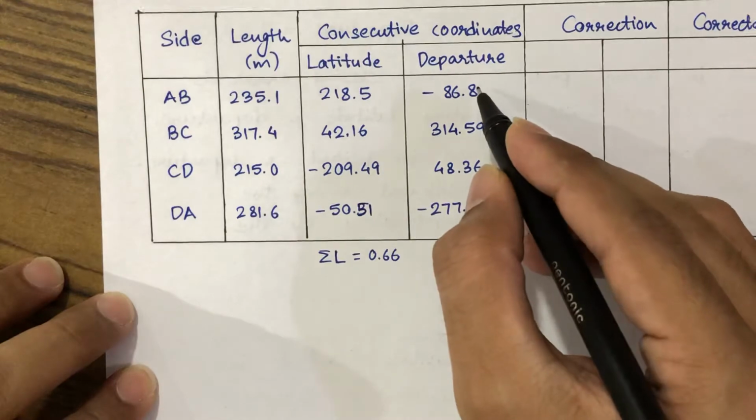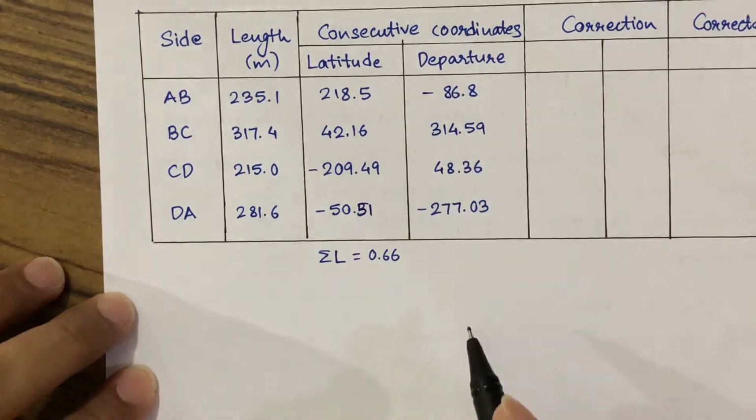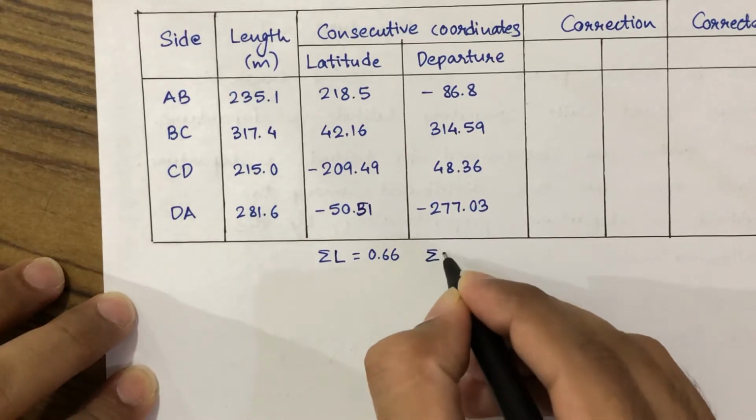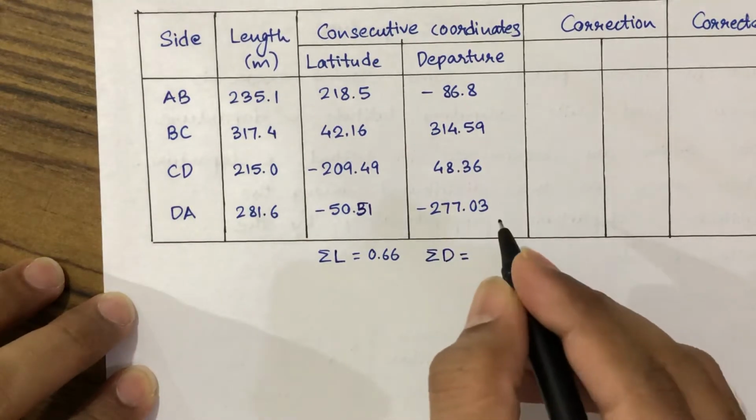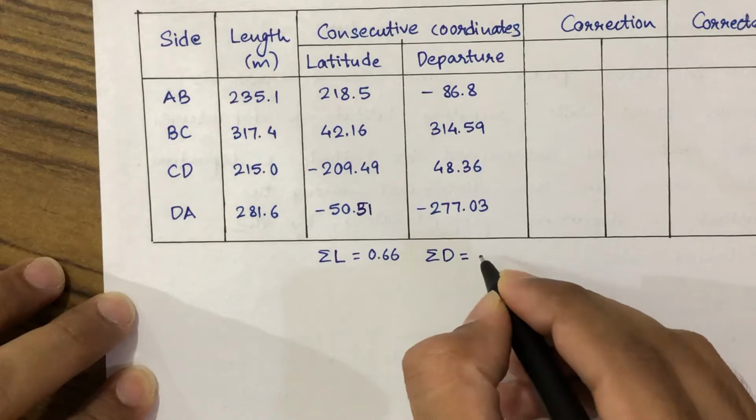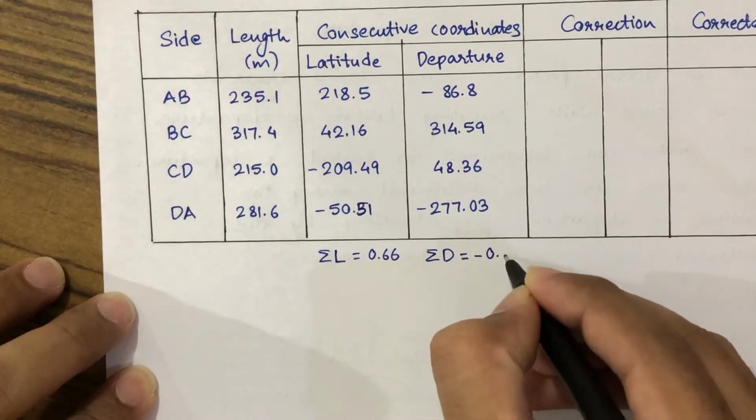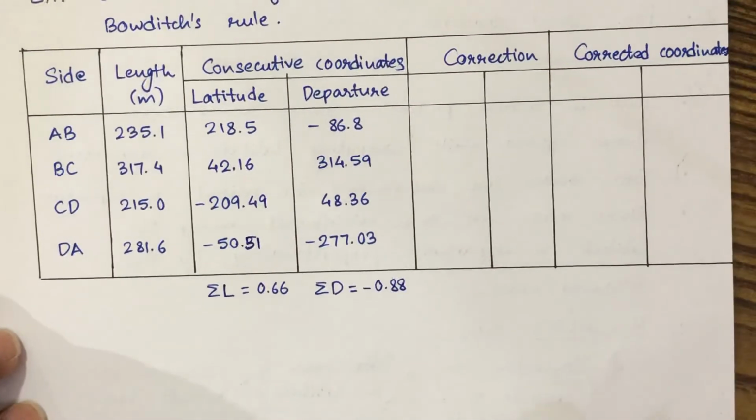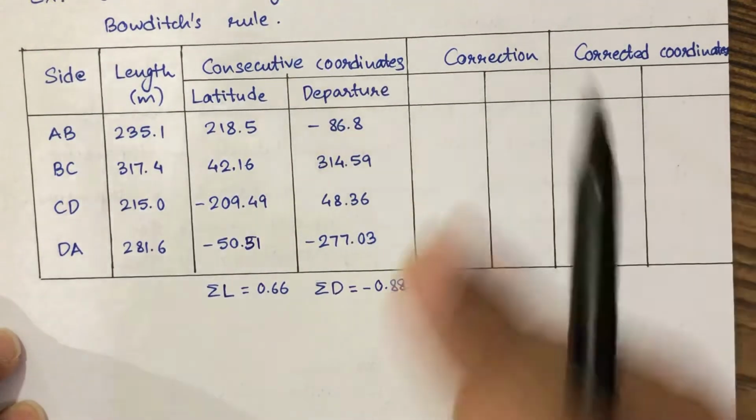Similarly, let us see whether summation of departure is coming up to 0. When we do the summation of departure, this value comes out to minus 0.88. So this is the total error in the departure.